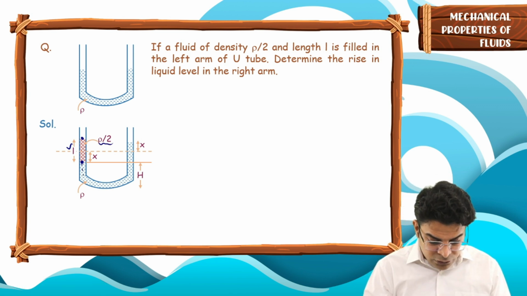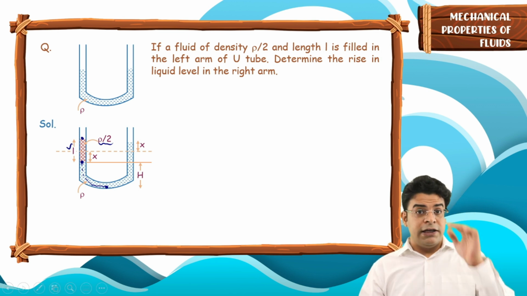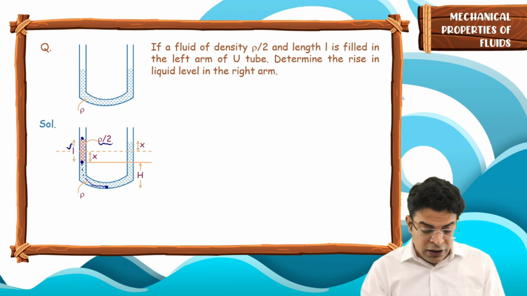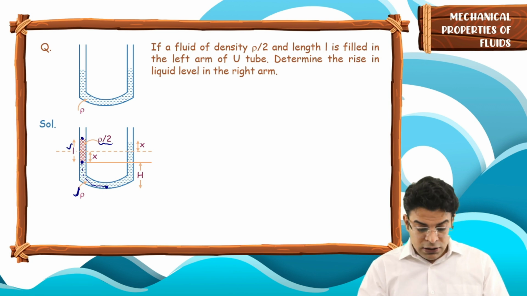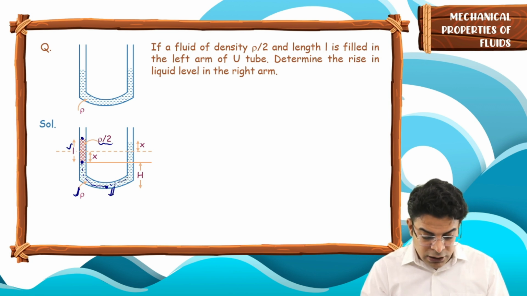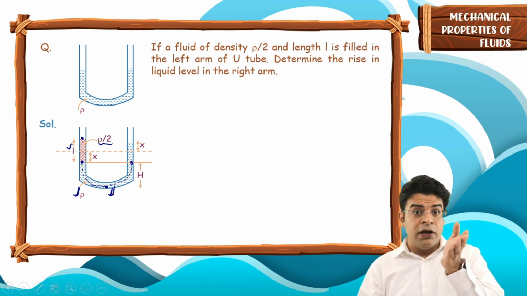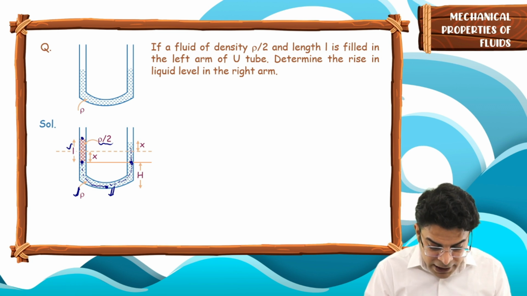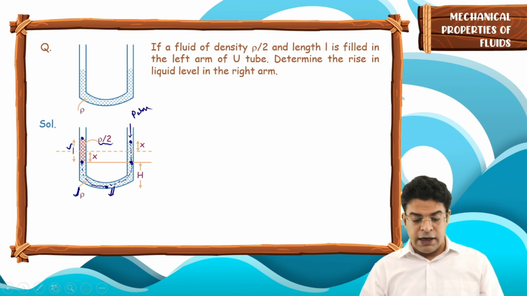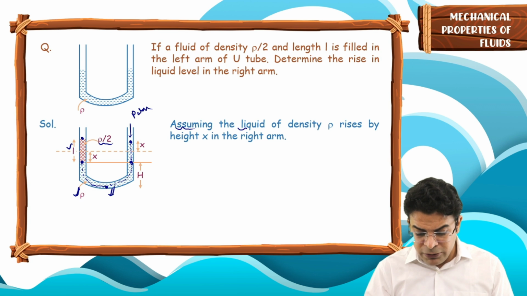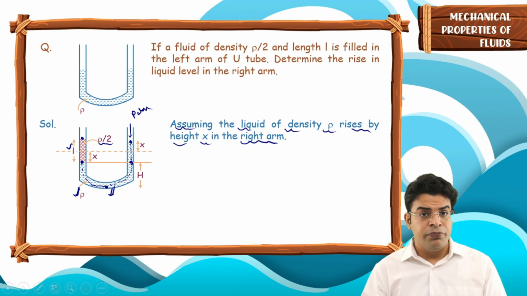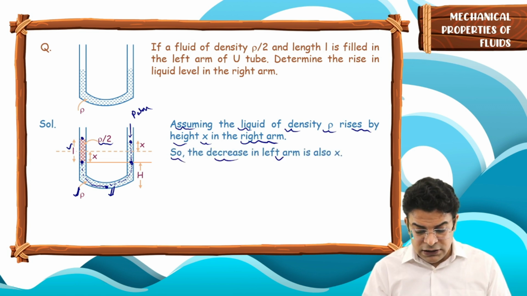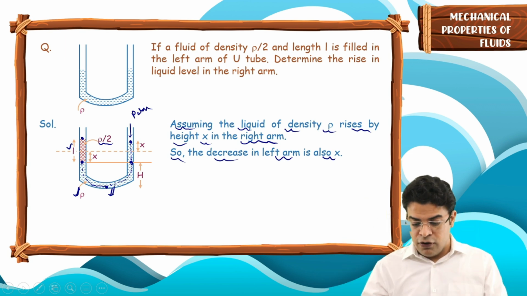Moving further down, the pressure will increase because you have moved a height h down in a fluid of density rho. Then going from this point up, the pressure will decrease because you have moved up in a fluid of density rho by height h. And then on going further up by a height 2x, the pressure will further decrease, and finally here the pressure is P atm. So you will write that, assuming that the liquid of density rho rises by a height x in the right arm, the decrease in the left arm is also x for the fluid of density rho.